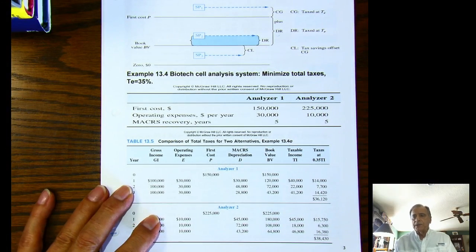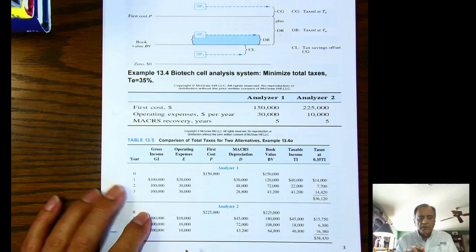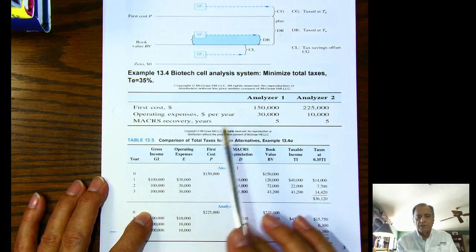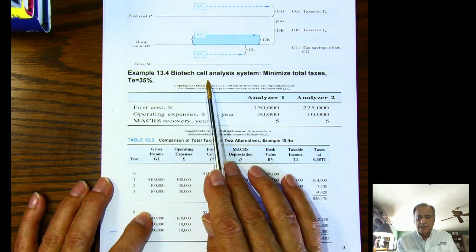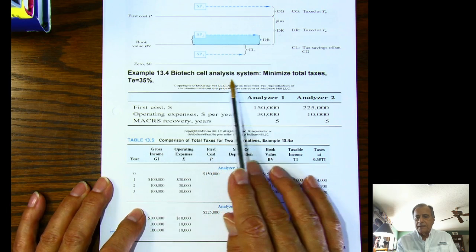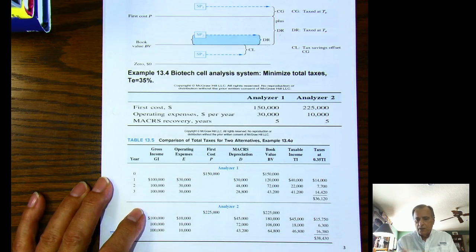Now I'm going to do an example problem. This is example problem 13.4 in your textbook, and it says Biotech, which is the name of the company, buys a cell analysis system, one of two.